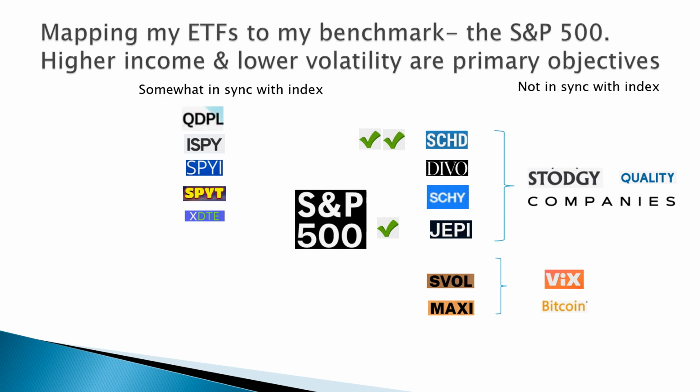So QDPL actually stands for quadruple. So they're trying to get S&P 500 type returns, but with 4 times the income. So that's one that I really like. ISPY is from ProShares. They sell calls daily. So that's a different strategy. Again, out of the money calls. SPYI is from NEOS.